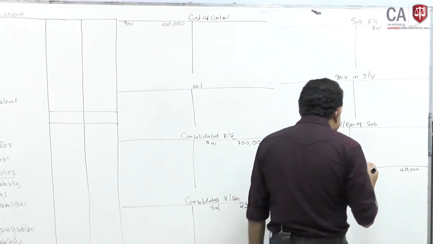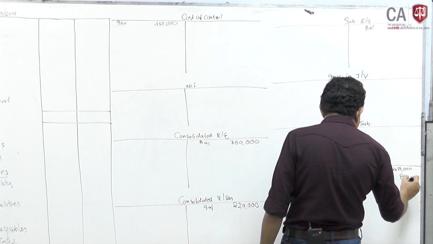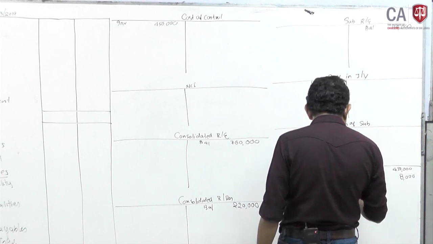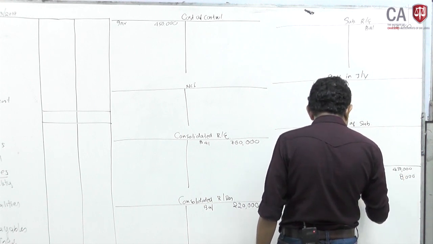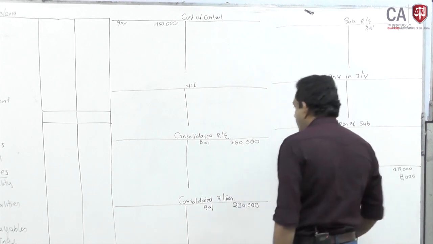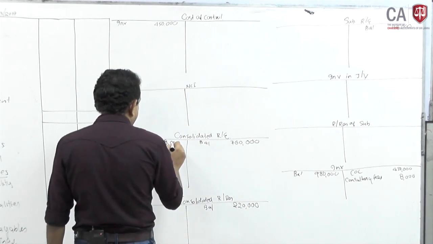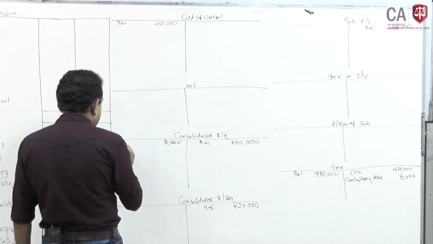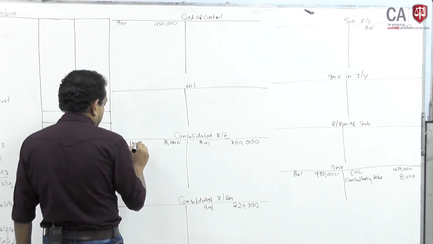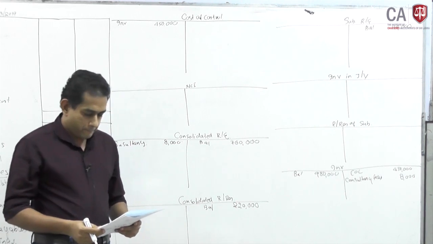So, this 8 million consultancy fees has to be taken off from investment account and debited to parent company's profit and loss, that is consolidated retained earnings are debited by 8,000. Consultancy, 8,000.